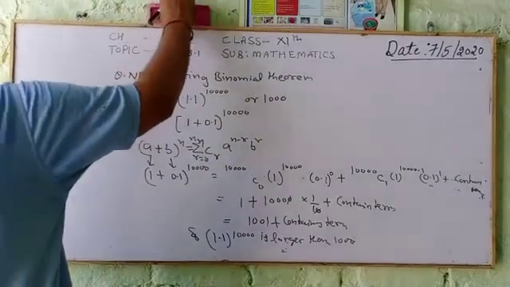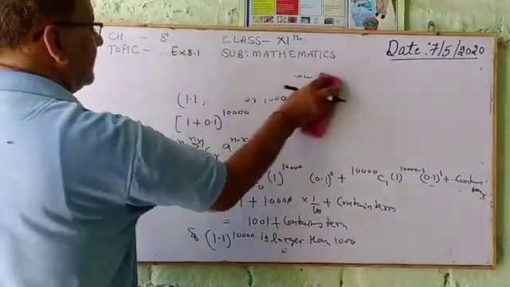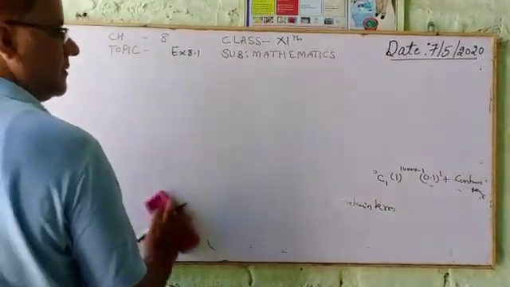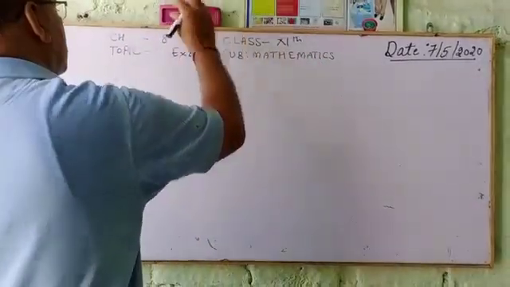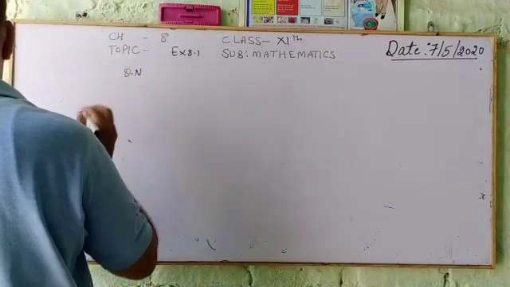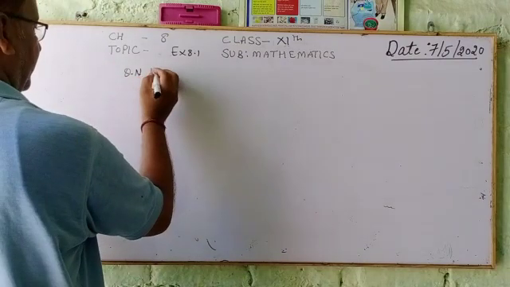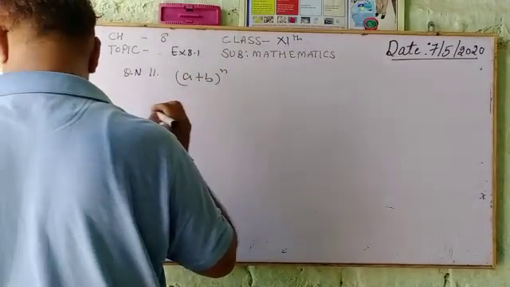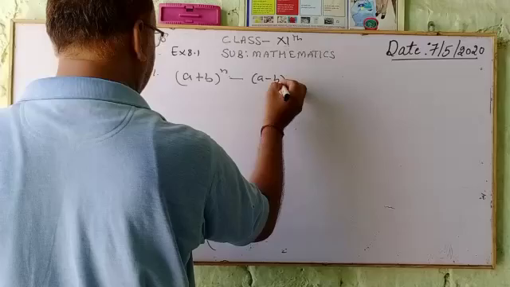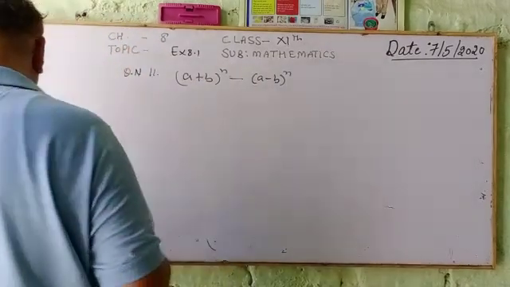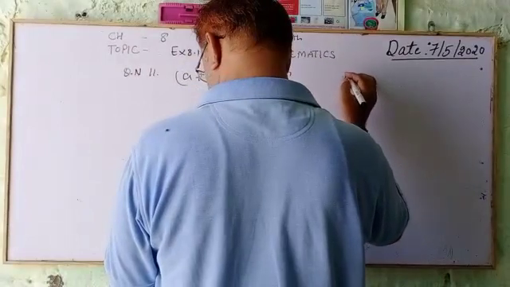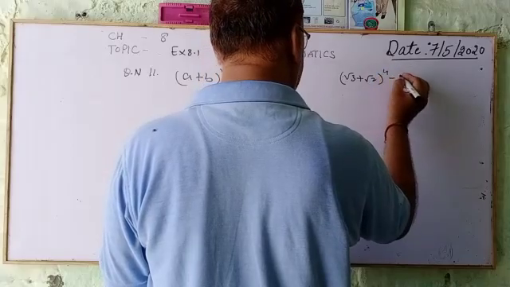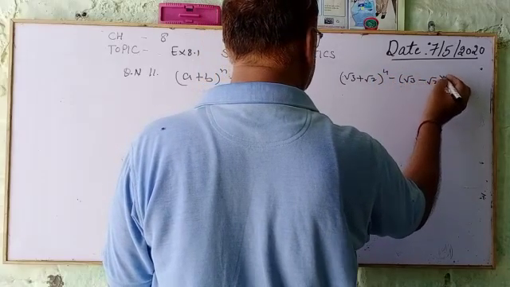So we are taking question number 11. Evaluate (a plus b) raised to power n minus (a minus b) raised to power n, and apply it to (root 3 plus root 2) raised to power 4 minus (root 3 minus root 2) raised to power 4.